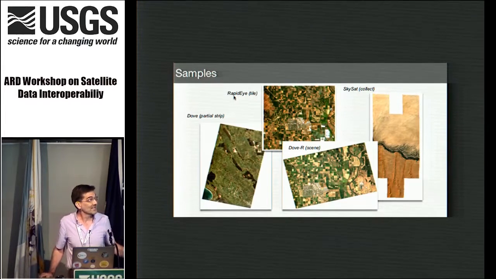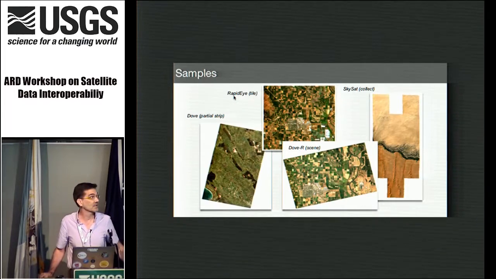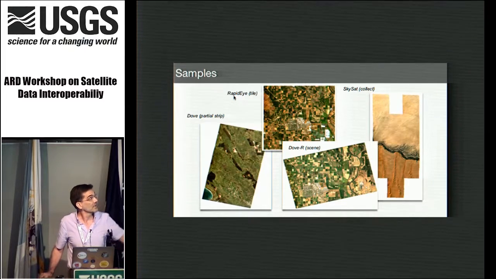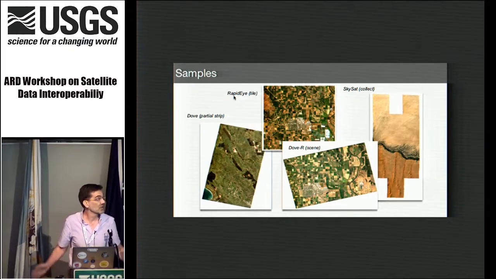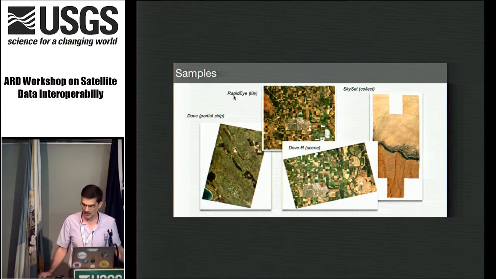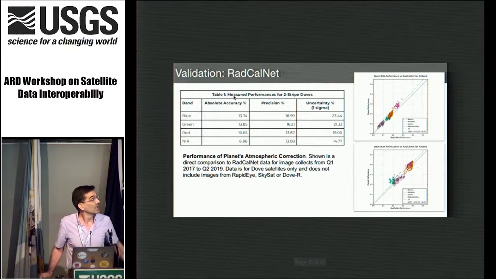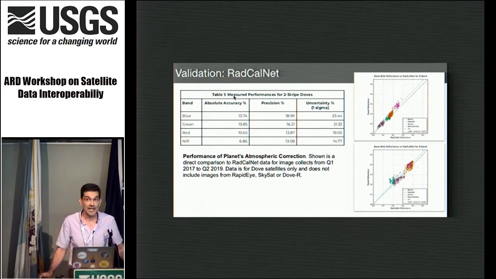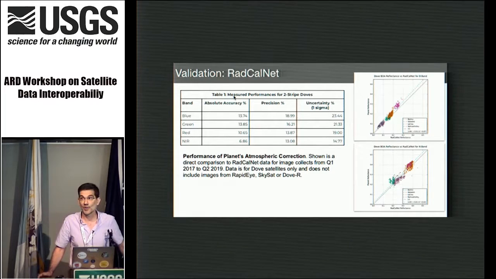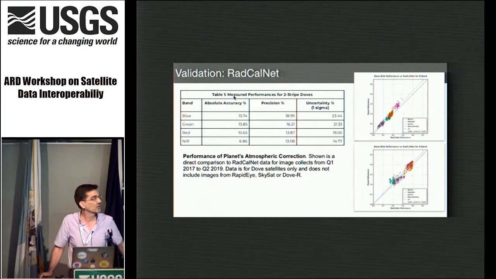And what's the result? This is just a picture book of example surface reflectance that's been generated through this process for each of our different satellites. The Dove is part of the strip, and it's all gone through the same code, and the code didn't care which one was going in. It's been validated using RadCalNet. And what's shown here is data that was collected over a pretty extended period of time, from 2017 through the second quarter of 2019.